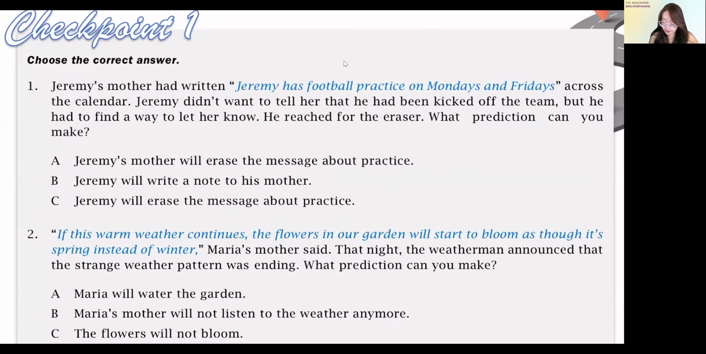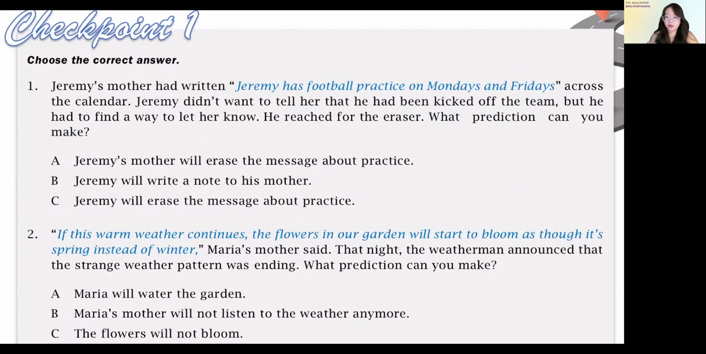Jeremy's mother had written Jeremy had football practice on Mondays and Fridays across the calendar. Jeremy didn't want to tell her that he had been kicked off the team, but he had to find a way to let her know. He reached for the eraser.